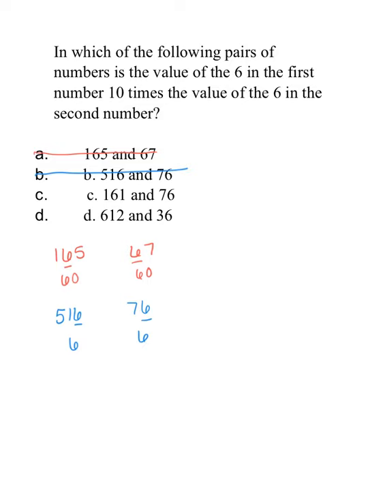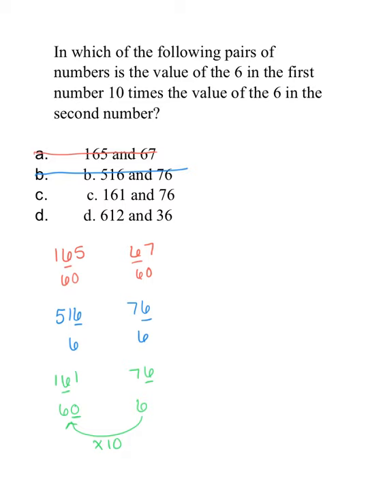If I look at C, 161 and 76, the 6 in 161 has a value of 60. The 6 in 76 has a value of 6. Because to get from 6 to 60, I added 1 0, which is the same thing as multiplying by 10.